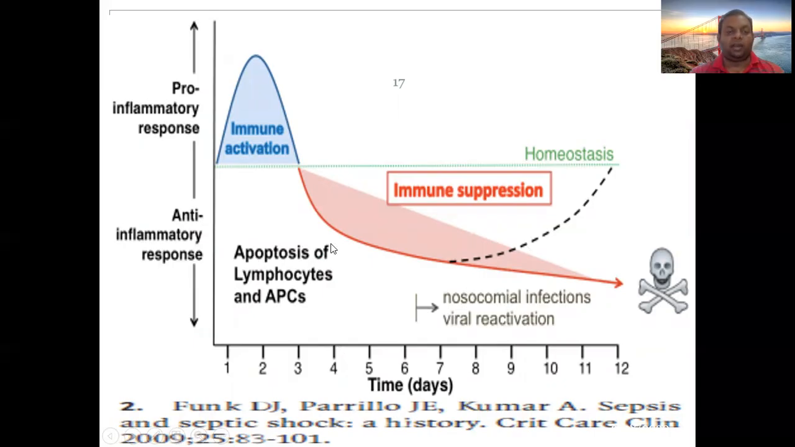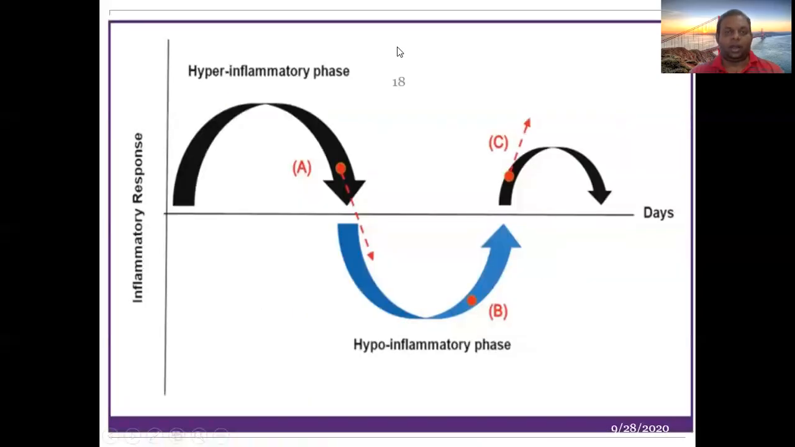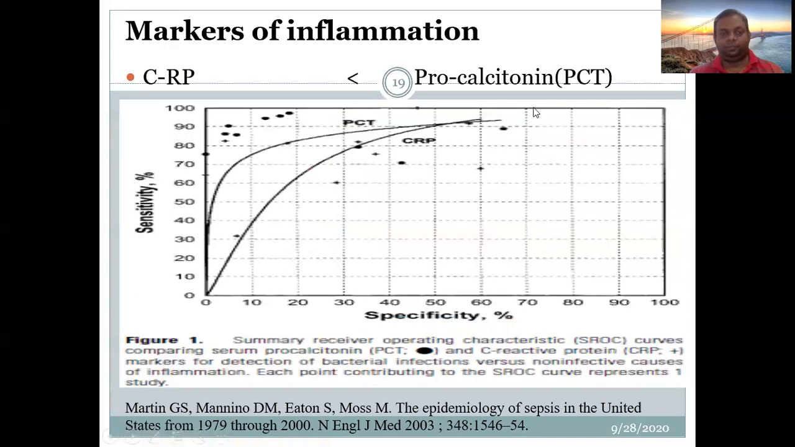In the initial stage, there is apoptosis of lymphocytes and antigen presenting cells. That's how it goes to immunosuppression. Hyperinflammation, hypoinflammation, recovery, or death. So you have to know about the pathogenesis of sepsis.